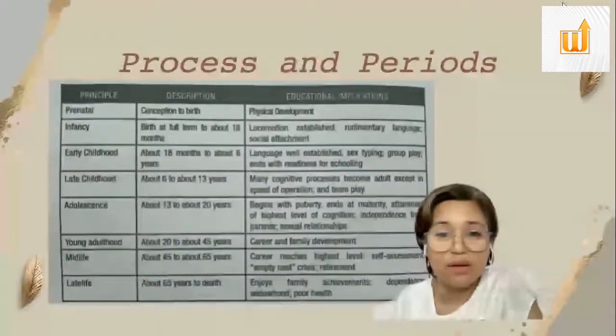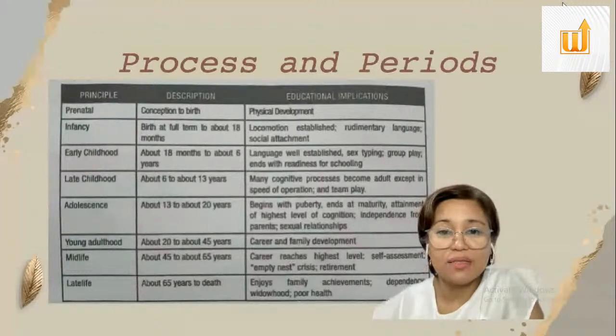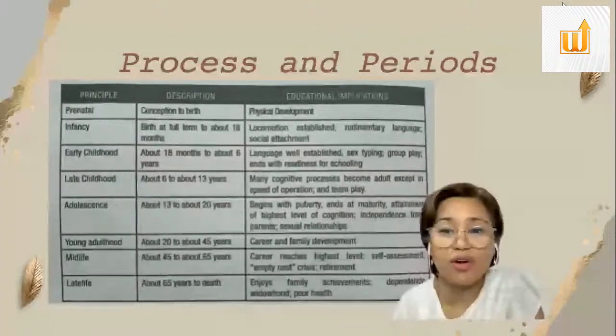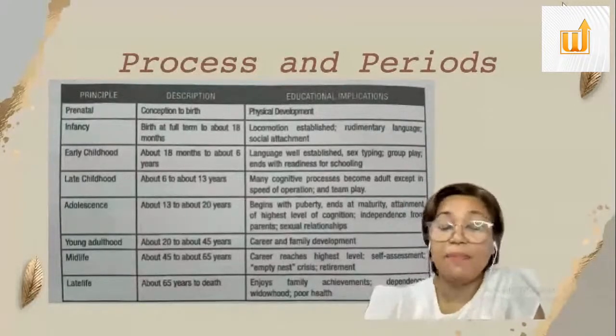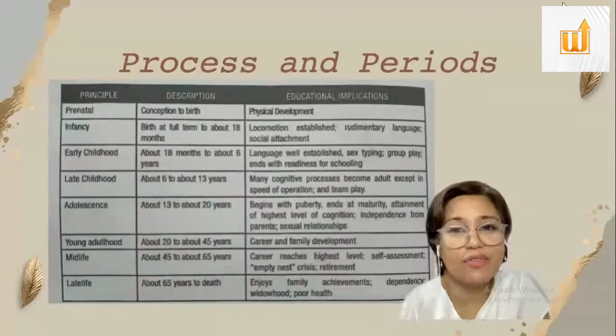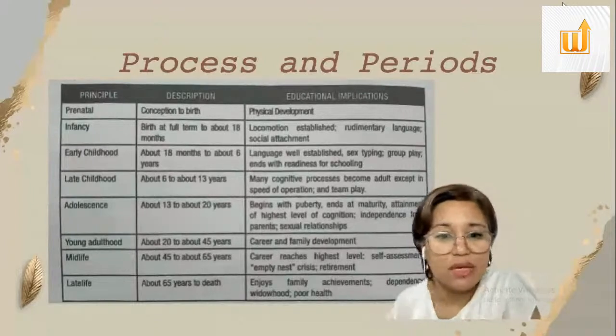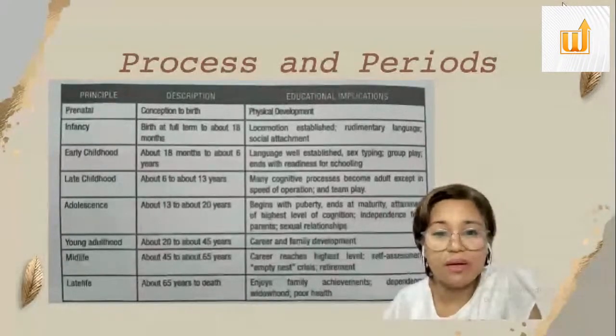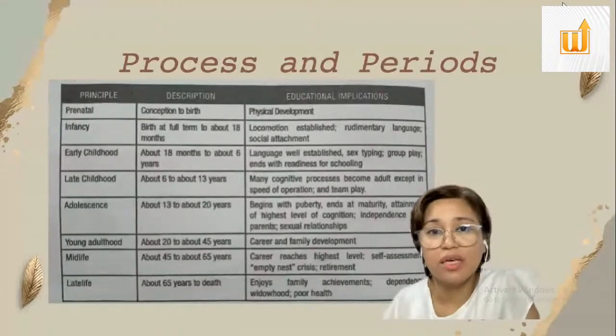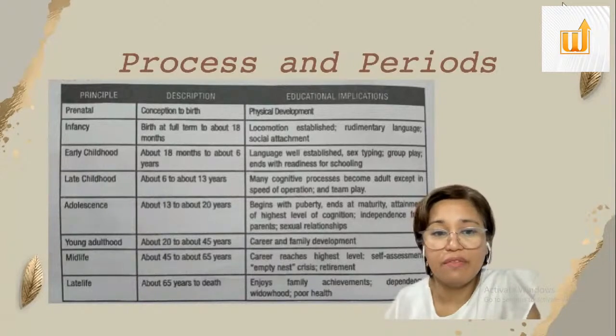And then we have the adolescence that begins with puberty and ends in maturity. So we expect them to get the highest level of cognition and cognitive development, independence from parents, and of course, responsible sexual relationships. Young adulthood, we look at about 20 years old to 45 years old, no, looking at the skills on career and family development.